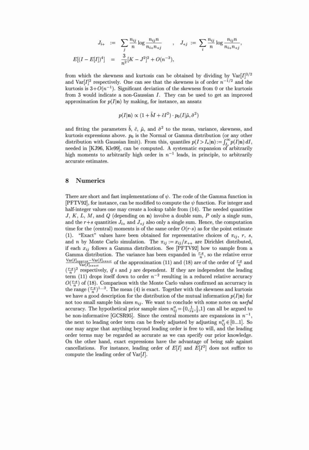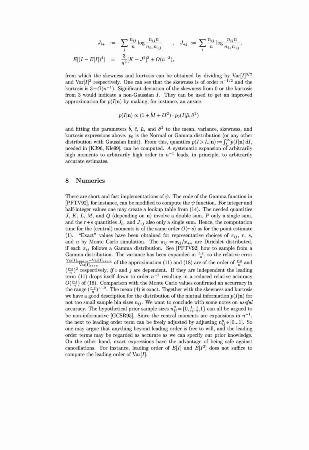The needed quantities j, k, l, m, and q, depending on n, involve a double sum, p only a single sum, and the r plus s quantities and j plus and j plus j also only a single sum. Hence, the computation time for the central moments is of the same order as for the point estimate.